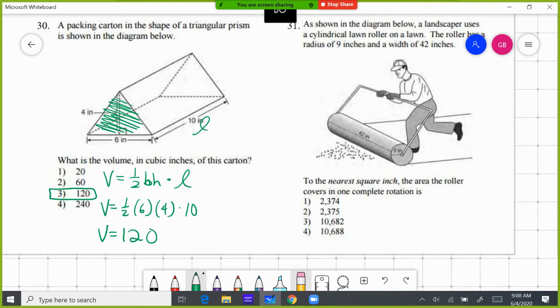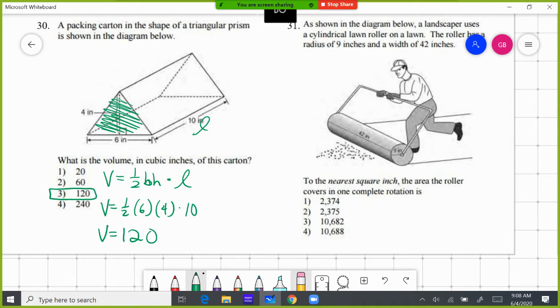Okay, for 31, as shown in the diagram below, a landscaper uses a cylindrical lawn roller on a lawn. Man, that's really old school. The roller has a radius of 9 inches and a width of 42 inches. So the nearest square inch, the area the roller covers in one complete rotation is.